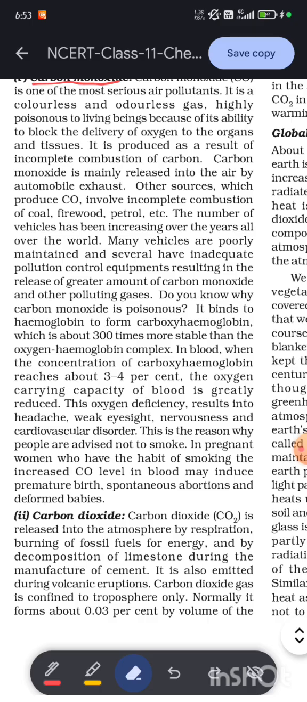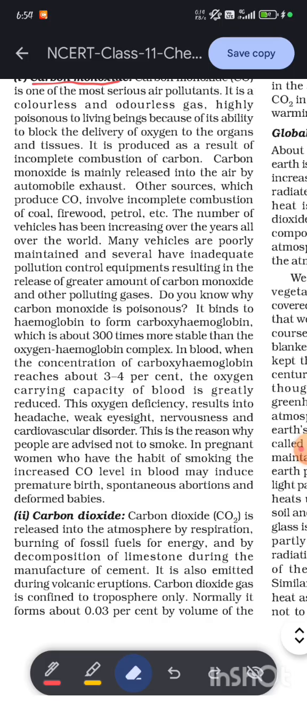The number of vehicles has been increasing over the years all over the world. Many vehicles are poorly maintained and several have no pollution control equipment, resulting in the release of greater amounts of carbon monoxide and other polluting gases.